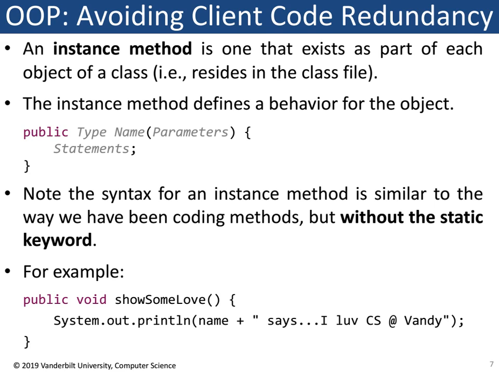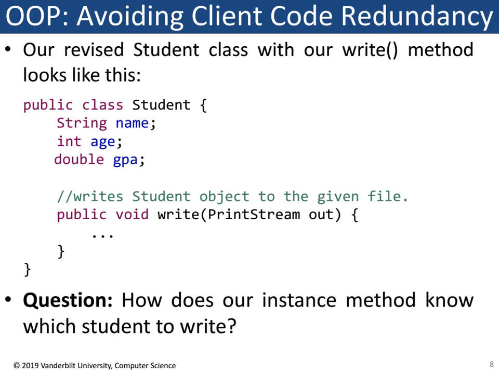So as an example, if we wanted to have a method that just prints out the name of the student and says, I love CS at Vandy, we could say public void showSomeLove, and then the statements that we want to execute when this method is called, which would be System.out.println, and then it's going to access the name instance variable, which is a part of the Student class, and concatenate that with "says I love CS at Vandy."